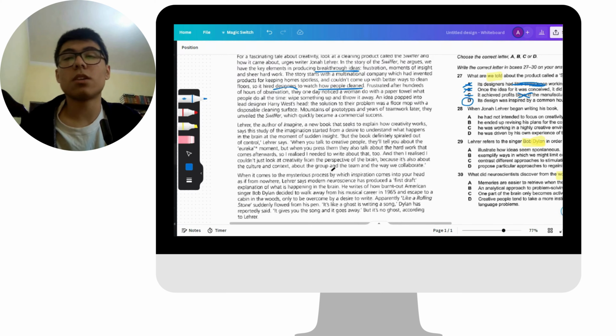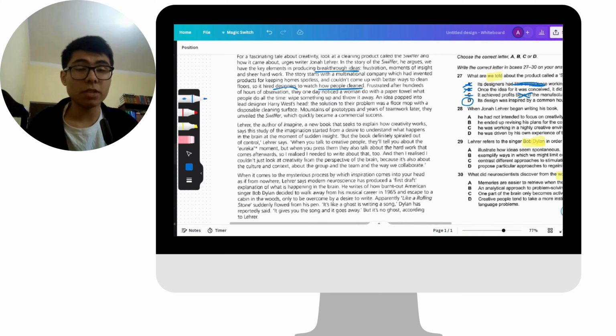So when you talk to those very creative people, they will talk about a moment when sudden insight comes, and they say that there's going to be a lot of hard work afterwards as well. So what the writer of Imagine realized was that he doesn't have to look just at creativity in the brain, but also at the culture and context, right? About that group and the way they collaborate.